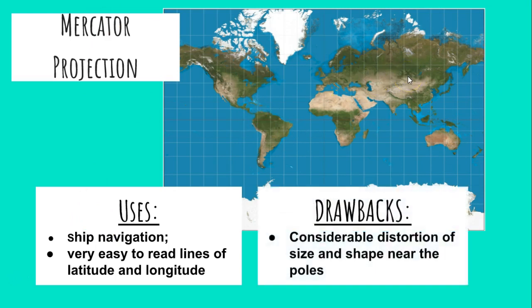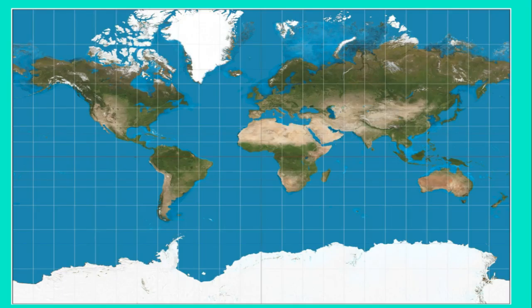The problem with it, though, is that because it's flat and there are no rounded edges, it has some considerable distortion. Again, here's Greenland. It looks very, very large when it shouldn't be. Africa should be much larger than what it's shown on here, and so you do have a lot of distortion there. That's your Mercator projection.